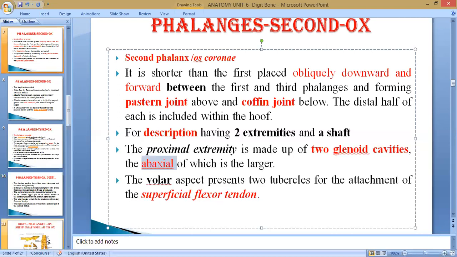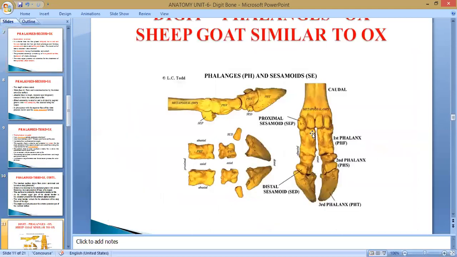Okay, so this is saying about this one. This is the second phalanx. It comes in contact with the first phalanx with its distal part in the form of two condyles, and having two tubercles here, axial and abaxial. Abaxial is larger and higher in position than the axial, and here the plantar surface is also having this tubercle for the attachment of tendon of the flexor group of muscles. So this is about the proximal part of the second phalanx.